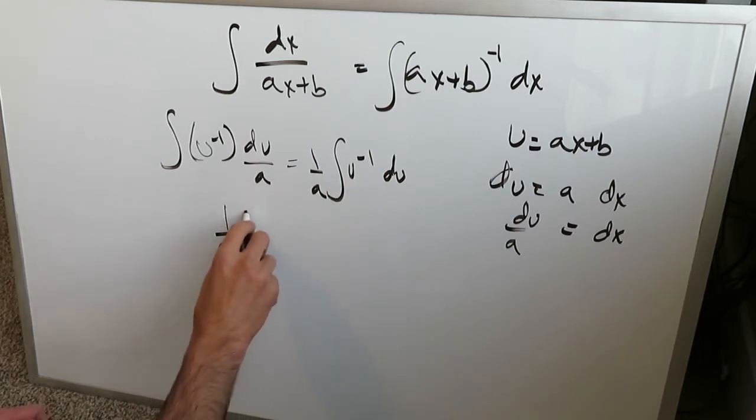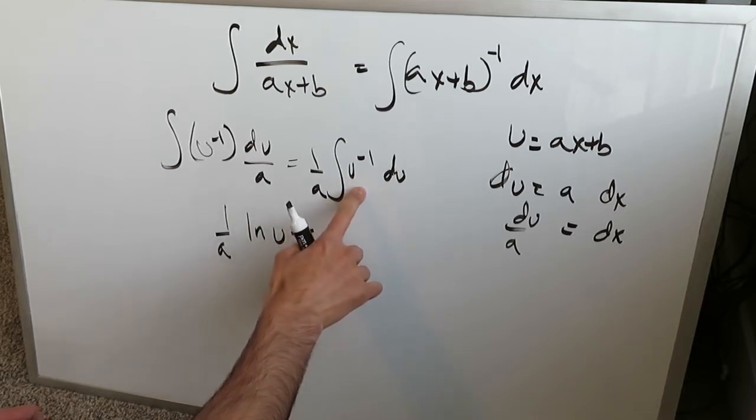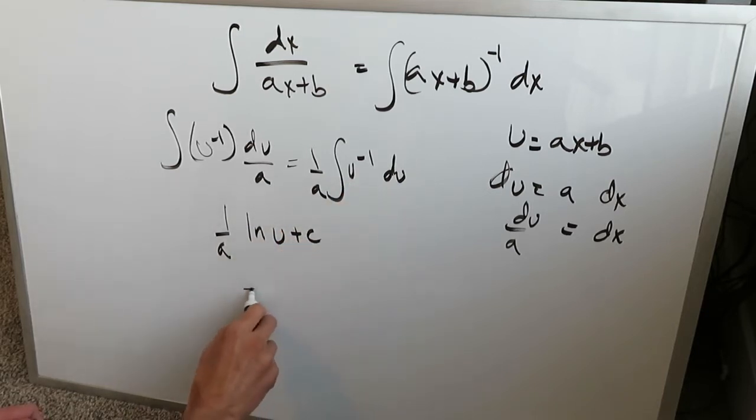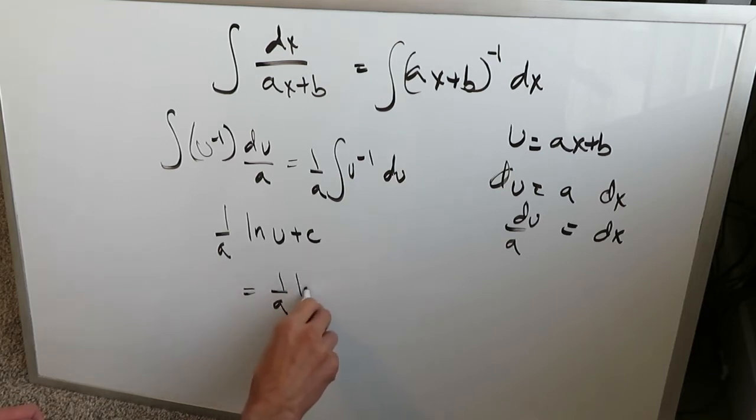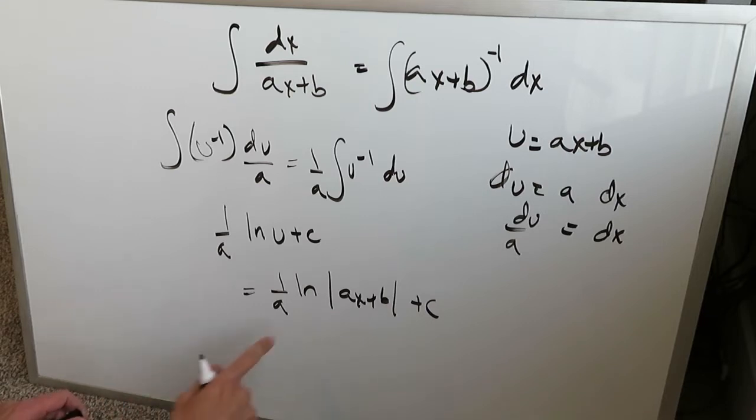You have 1 over a, the natural log of u plus c, because this leads to the integration procedure where you bring the natural log. You end up with 1 over a natural log of u. You can bring the absolute value because technically absolute value must come with a natural log, because you can't do a natural log of negatives. You can only do a natural log of a number larger than 0. And this right here is your final answer.